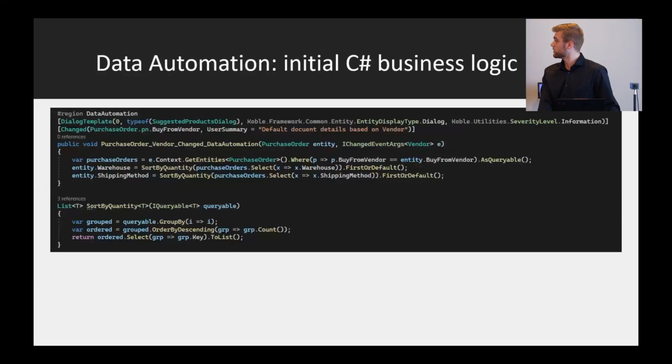So this is the first code I wrote for the purchase. I think I started with purchase orders and later switched to purchase invoices. But this basically just gets the history with this line, and then sorts by the most common. Here it's predicting the warehouse and shipping method. So it just gets the most common warehouse and shipping method for the vendor that the user entered.